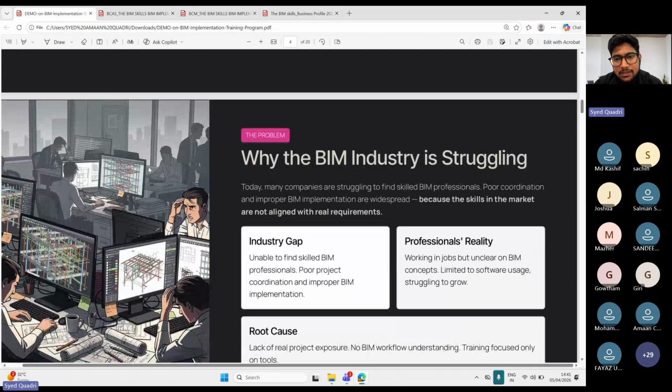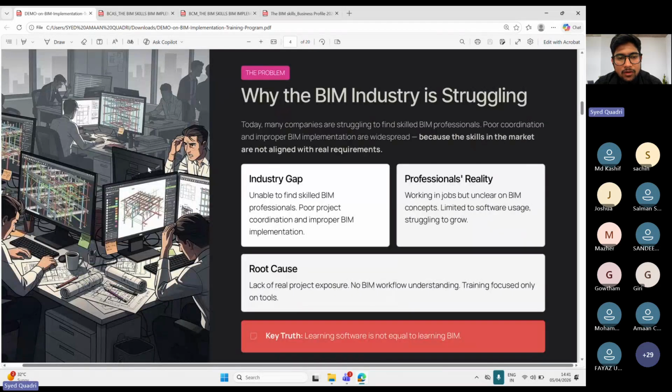As you saw our projects, now we need to understand that many candidates are already learning BIM, so why is the BIM industry still struggling? Today, many companies are struggling to find skilled BIM professionals. Still, there is a requirement. Poor coordination and improper BIM implementation are widespread, because the skills in the market are not aligned with real requirements. When we complete college and want to get a job, very few companies will hire as an intern and then train and continue. So some candidates get an opportunity in this way.